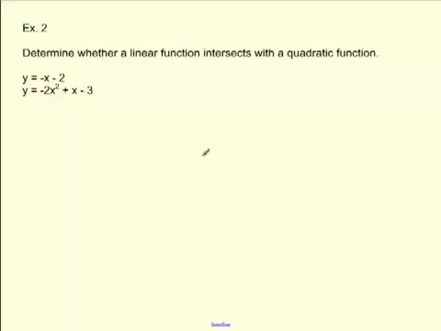So here's example 2. Determine whether a linear function intersects with a quadratic function. So here's our two functions: y equals negative x minus 2, and y equals negative 2x squared plus x minus 3. So we have two different functions, one linear, one quadratic. We just need to figure out if they intersect. It doesn't say where they intersect, just if they intersect.